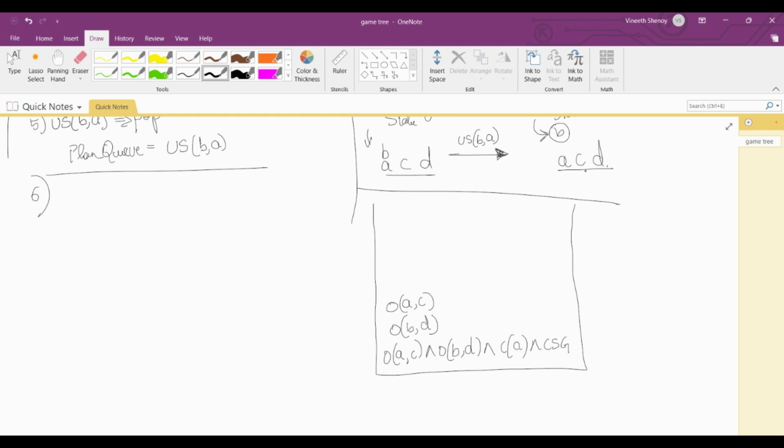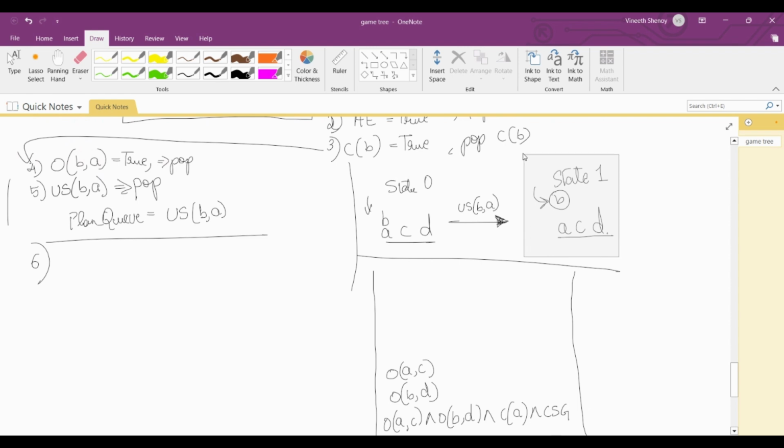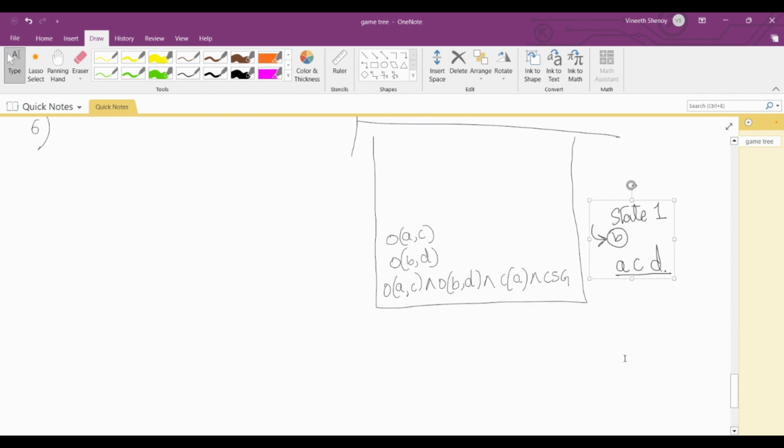Now we'll consider state 1 that we had obtained over here. I'll write it here for convenience. And now we'll consider the predicate on the top of the stack, that is O of A comma C. Is O of A comma C true? Consider state 1. Is A on top of C? No, it is false. So we will write false.